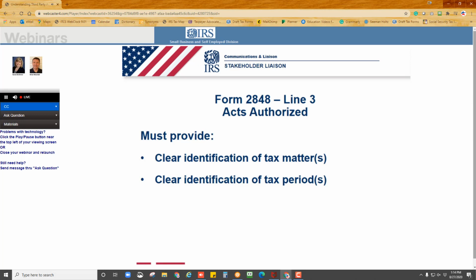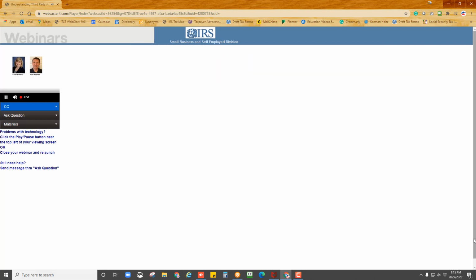Okay, thank you. Moving on, line 3, acts authorized. You must clearly identify the tax matters and tax periods involved. And the Form 2848 instructions have excellent examples of how to really list the tax matters and tax periods involved. So again, I encourage you to read those instructions. But let's look at the next slide.